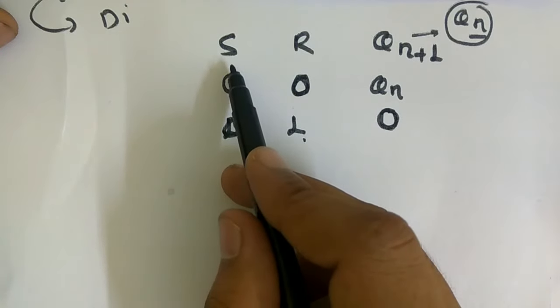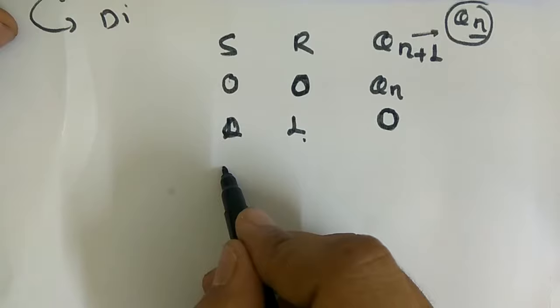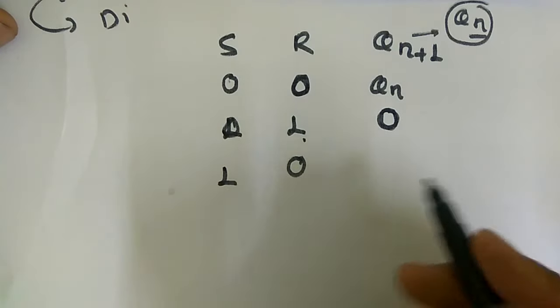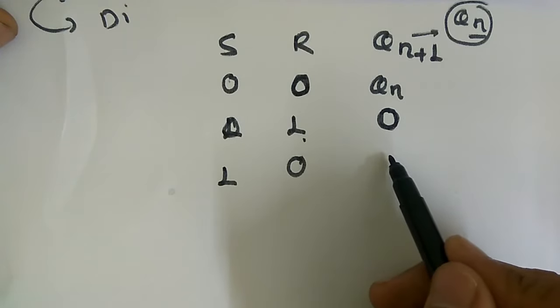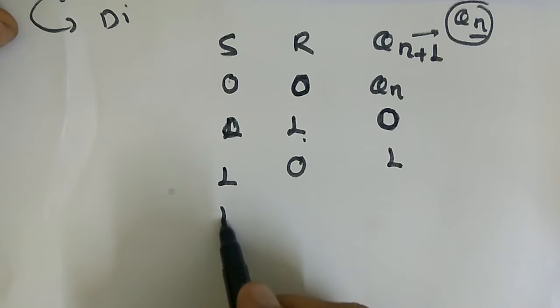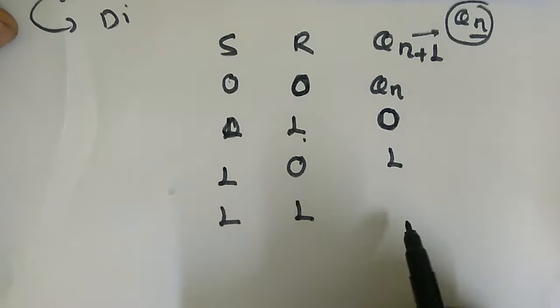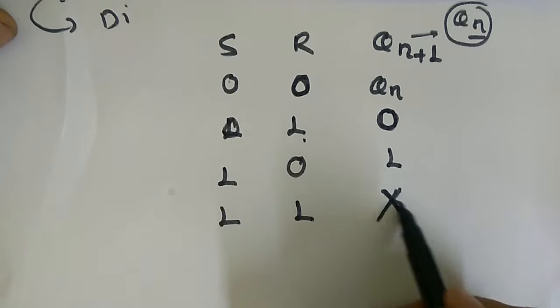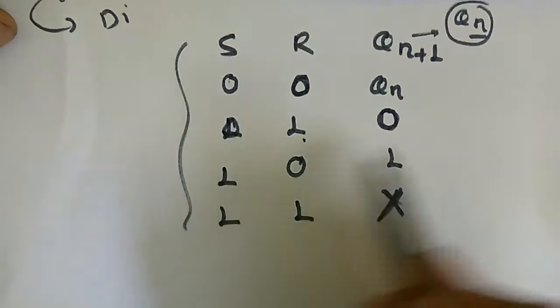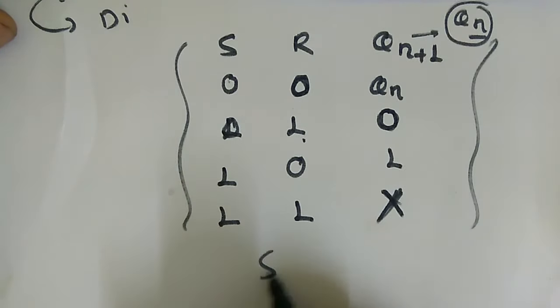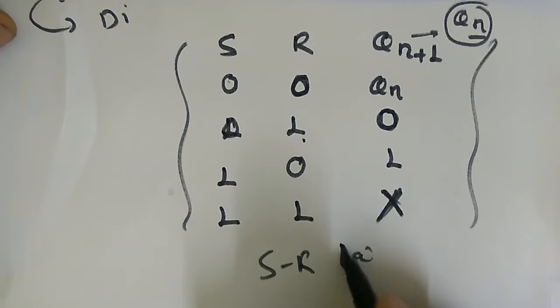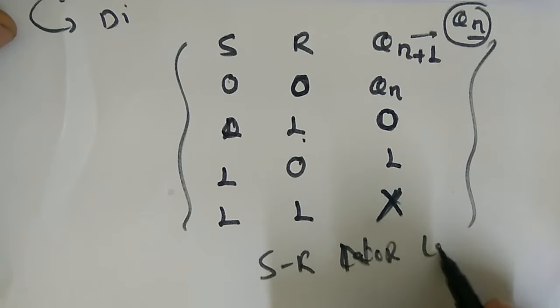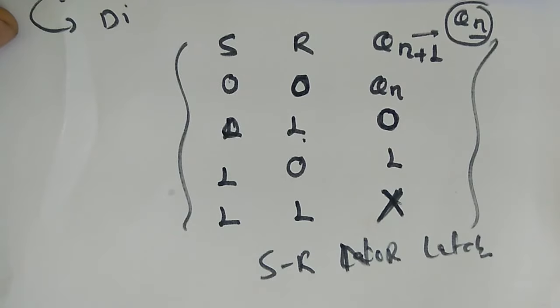If S is 1 and R is 0, then the output will be set, 1. Then if S is 1 and R is 1, this is an invalid condition. So this is the truth table for the SR NOR latch. So next we will see the truth table for the SR NAND latch.